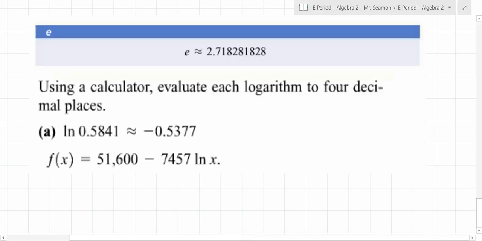It's called the natural number. E shows up all over the place in nature. It shows up all over the place in nature. How many people have taken biology before?